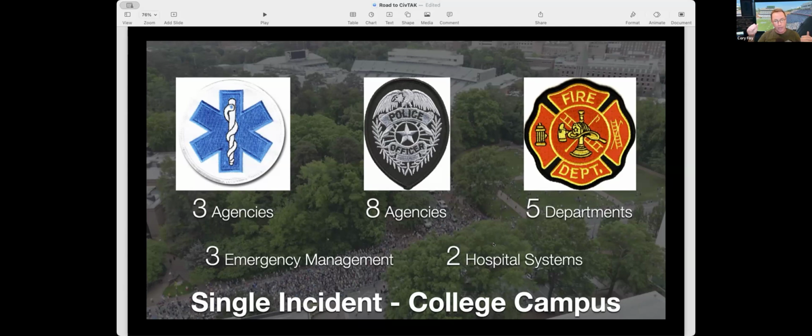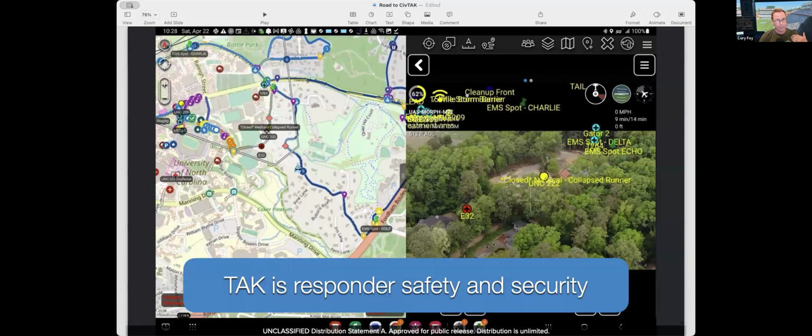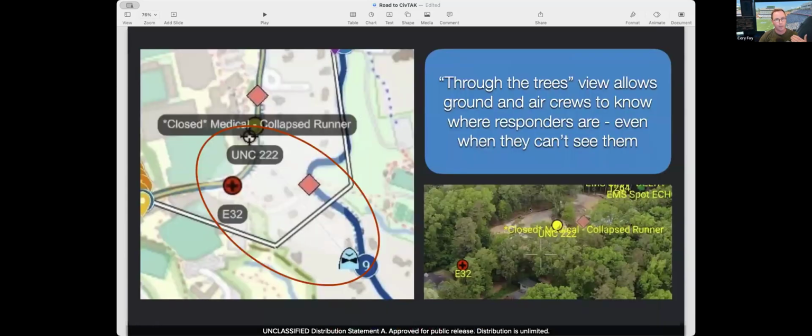Suddenly now, A, we know where that person's at, and B, we're not having to spend that time on radio traffic trying to get them to a spot. And so that's why, like, for me, and like AJ was saying, and Dave was saying, and Jared was saying, TAC is responder safety and security. We've got your back. Even in this case, we can't see you on video, but we can see you through the trees. We can spot, command can see where it is that we're looking at. We just have a better picture of everything.